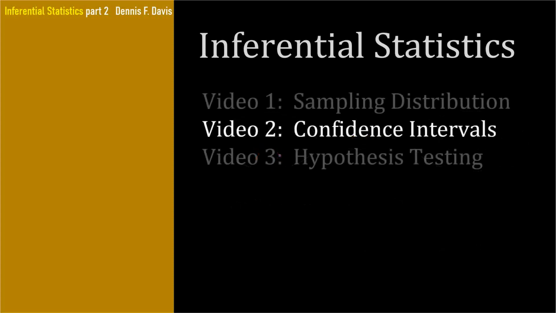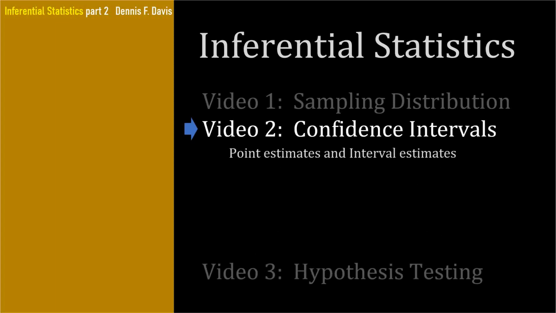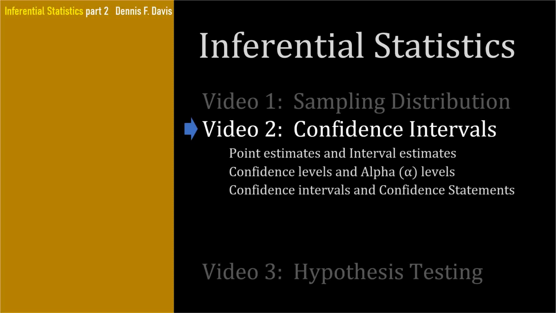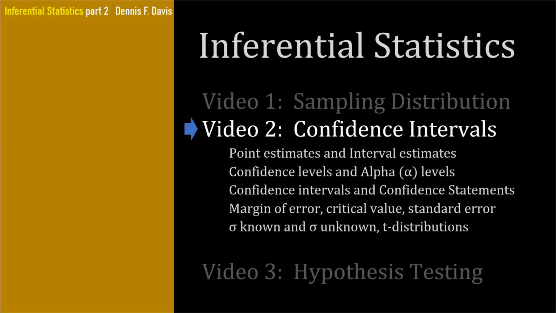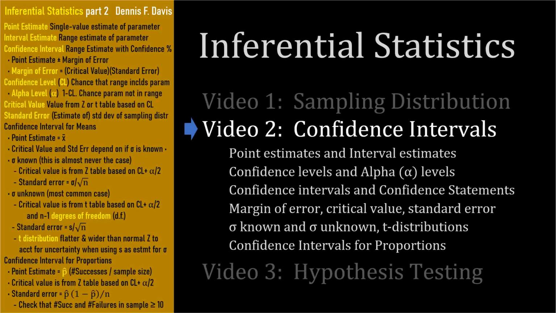There are two types of inferences. This video covers confidence intervals. The next video will cover hypothesis testing. The topics in this video are point estimates and interval estimates, confidence levels and alpha levels, confidence intervals and confidence statements, margin of error, critical value, standard error, sigma known and unknown and t-distributions, and confidence intervals for proportions. Outline on the left, vocabulary words in yellow.